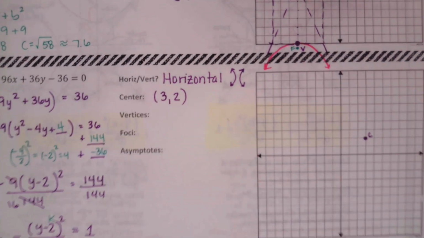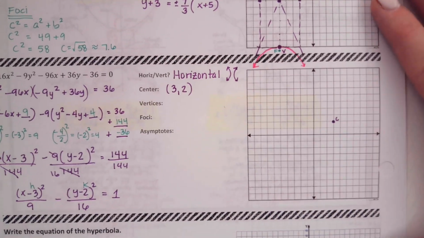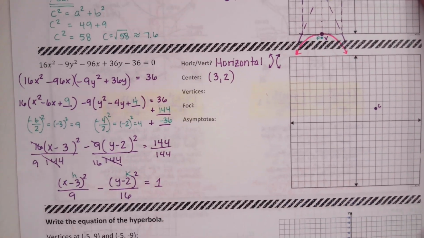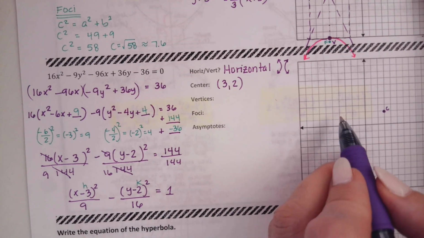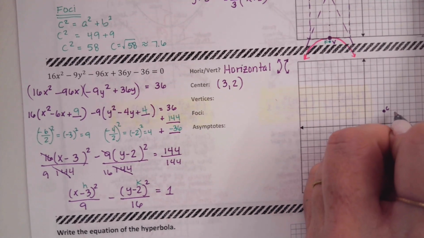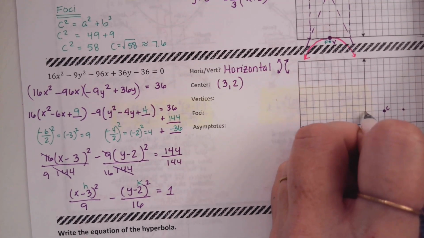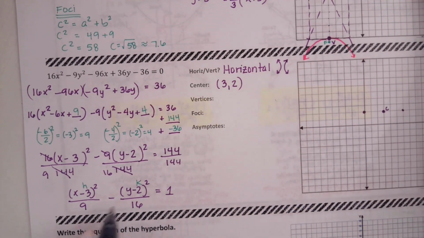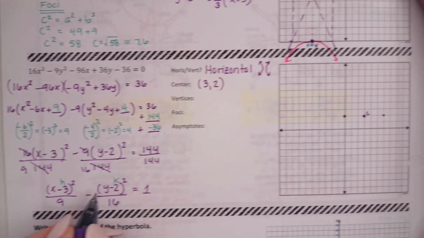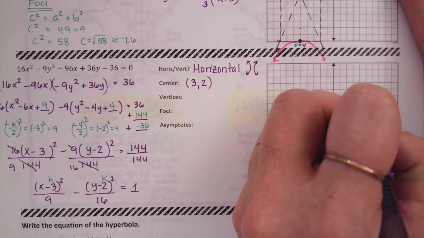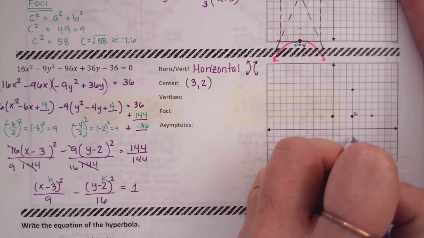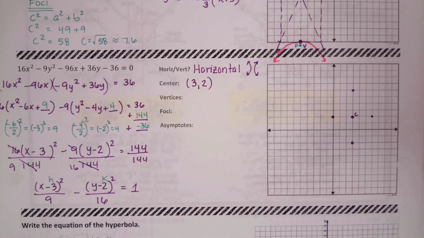After we do the center, remember we're going to use those denominators to help us draw the center box. I'm going to use the square root of 9 in the x direction, so from the center, 3 left and 3 right. And then I'll use the square root of the 16 in the y direction, so from the center that means 4 up and 4 down. And then we'll draw our rectangle around those 4.